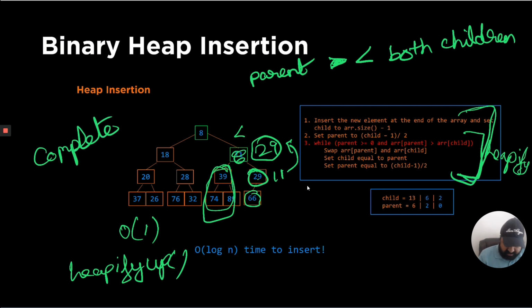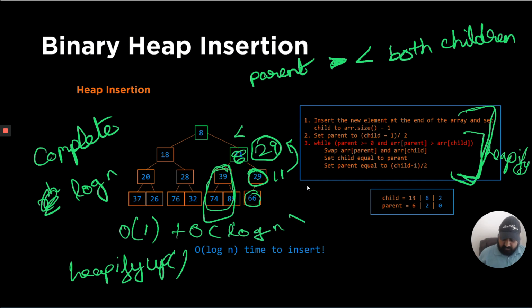Since we are only traversing the path, and since this is a complete tree, the height of a complete tree should be proportional to log of the number of nodes, and that's going to be true because it is completely filled. We have discussed why it should be log n in the previous videos, but the total time for execution of insertion is going to take log n comparisons to fix this heap property. So the total time is going to be O of 1 plus O of log n, which means it's going to be log n in our case.